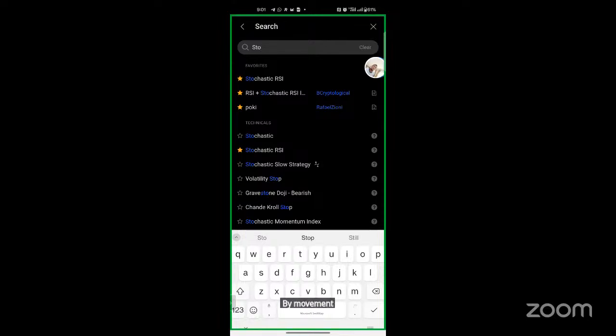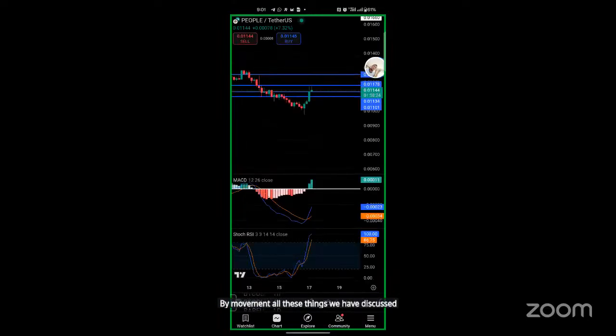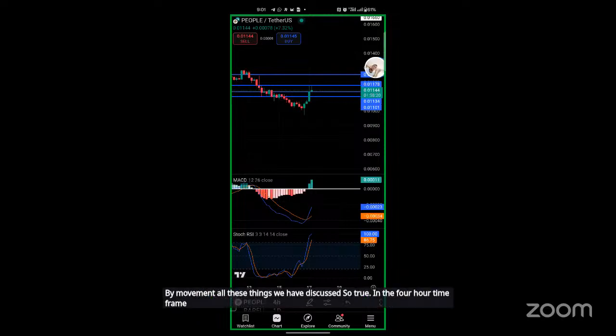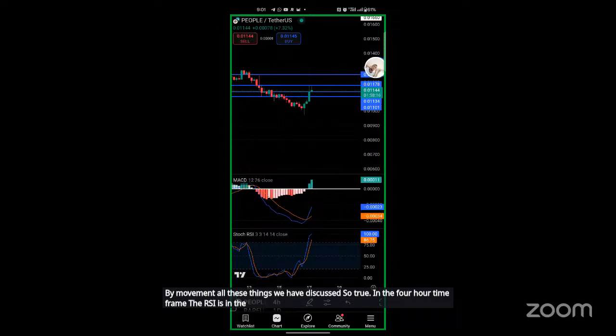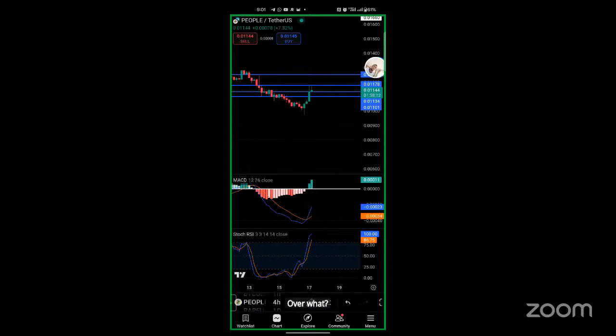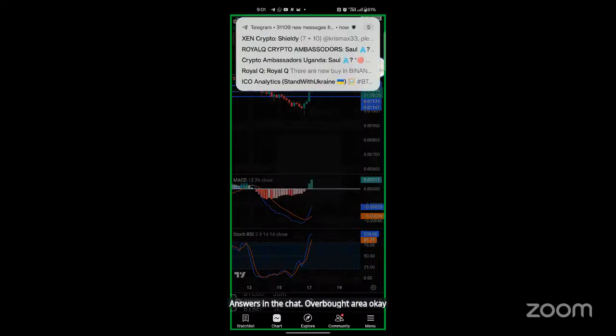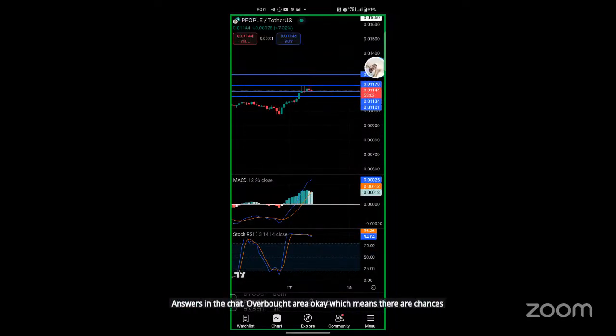All these things we have discussed. So true, in the 4-hour time frame, the RSI is in the over what? Over what? Answers in the chat. Overbought area. Okay? Which means there are chances that this coin can go against me.